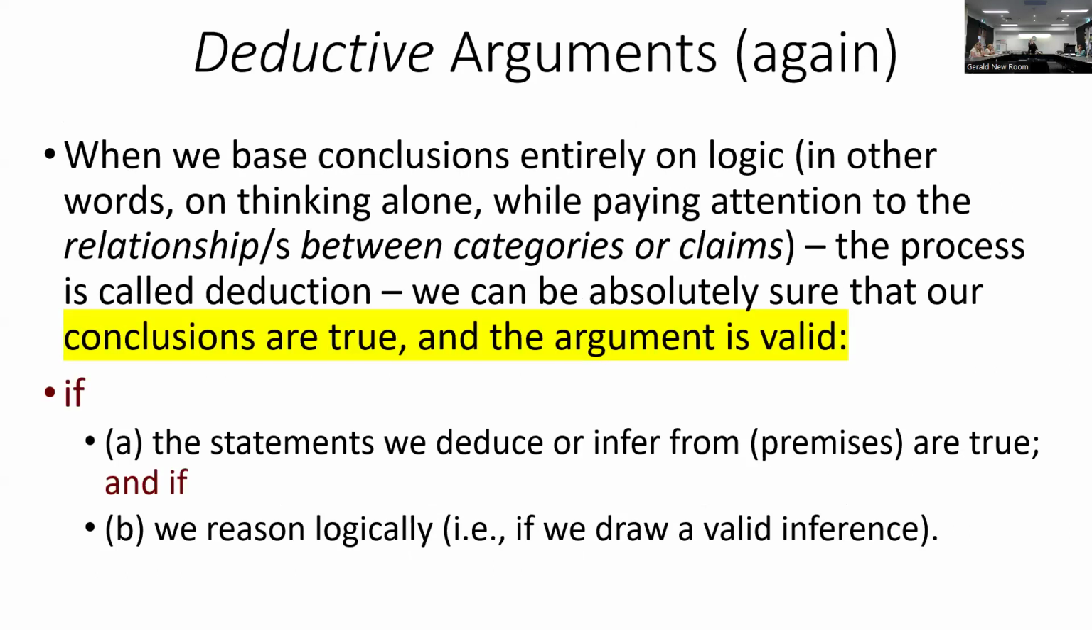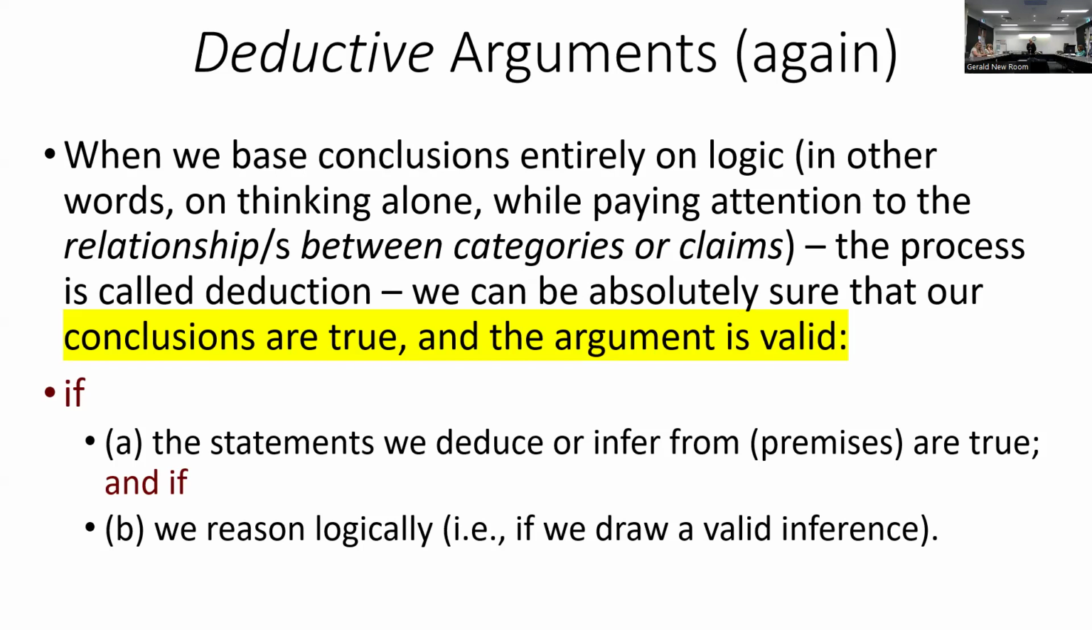So now this is the issue. When we base a conclusion entirely on logic, in other words, on thinking alone, while paying attention to the relationship between categories or claims, categorical arguments or propositional arguments, that process is called deduction. We can be absolutely sure that our conclusions are true if the premises are true and the argument is valid. So if the statements we deduce or infer from premises are true, the conclusion must be true.